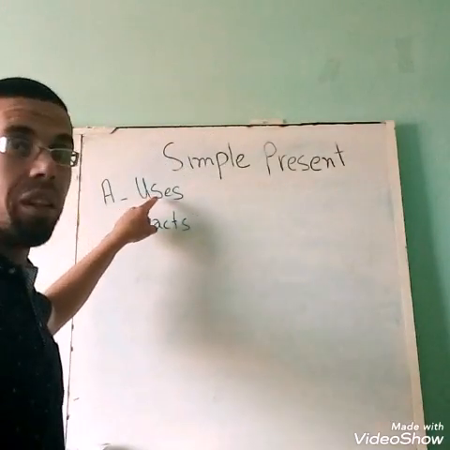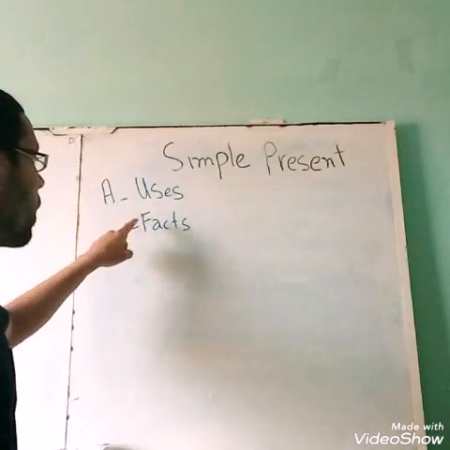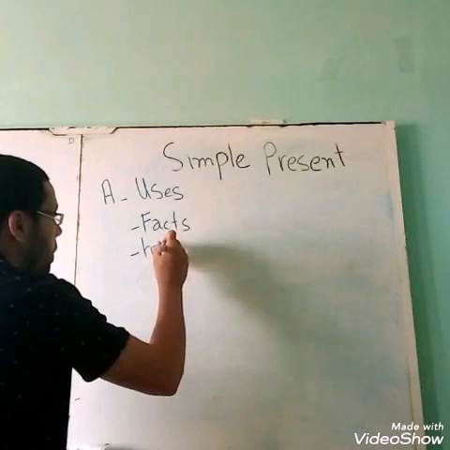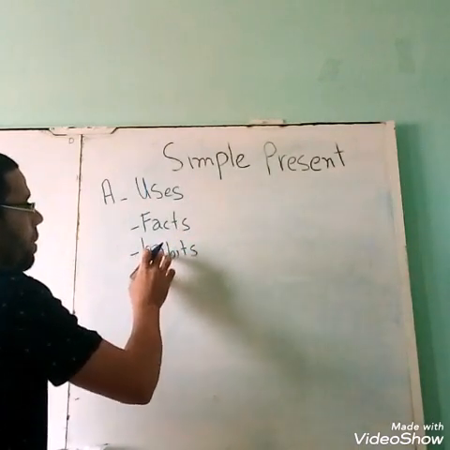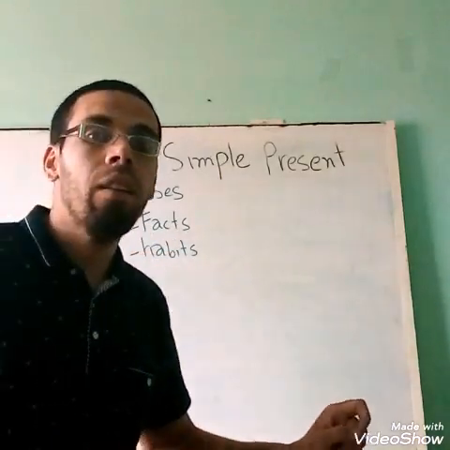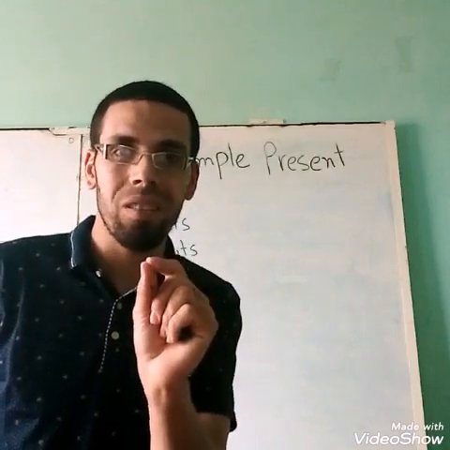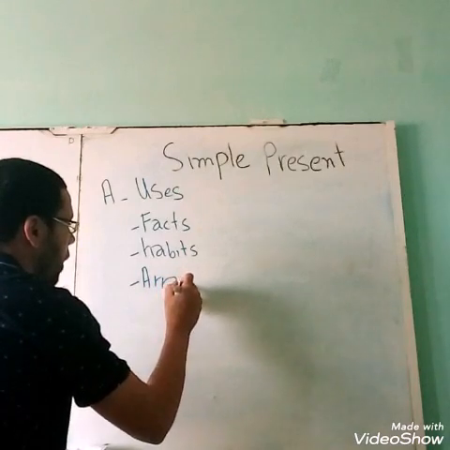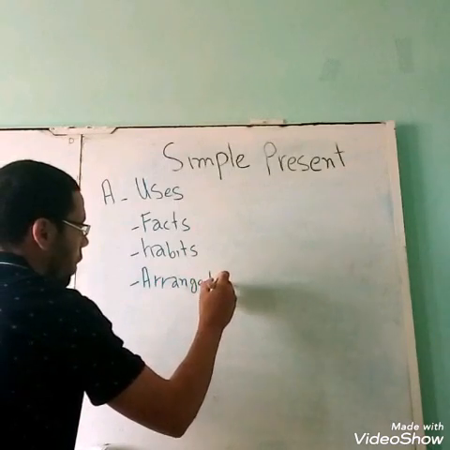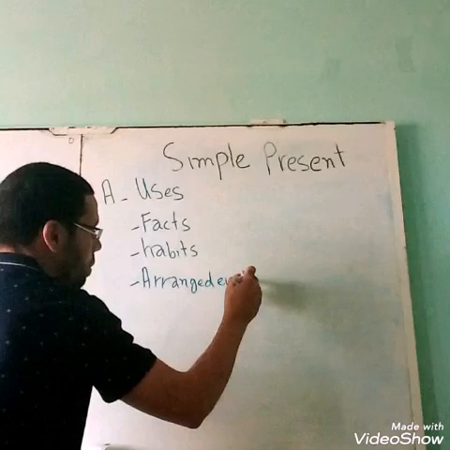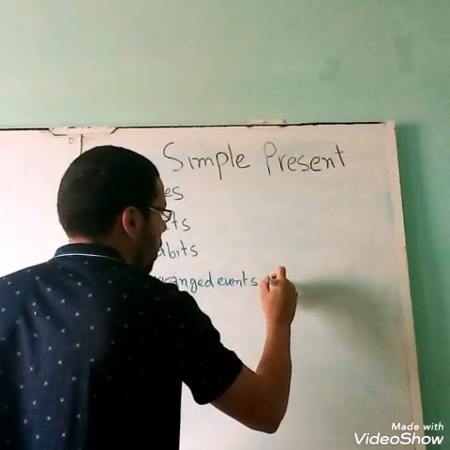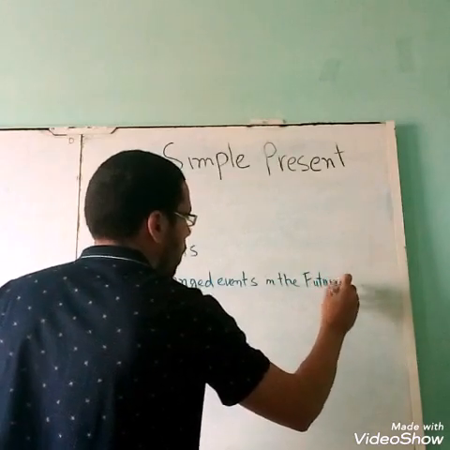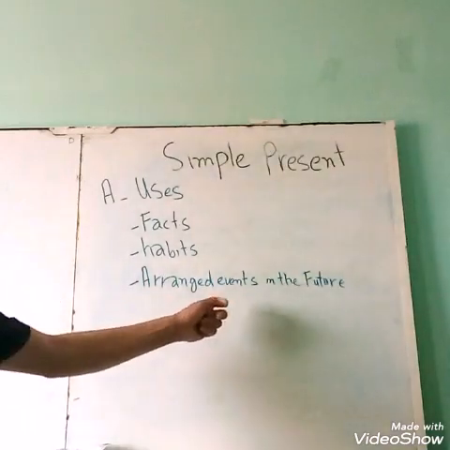So there are three uses of the simple present, which are facts and also habits. Okay? Habits. This is A. Facts, habits. And then the last use of simple present is arranged events in the future.